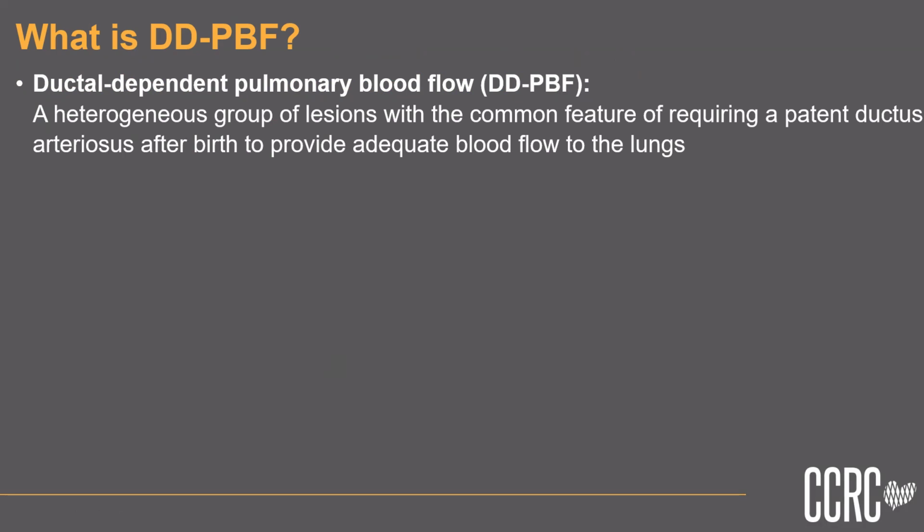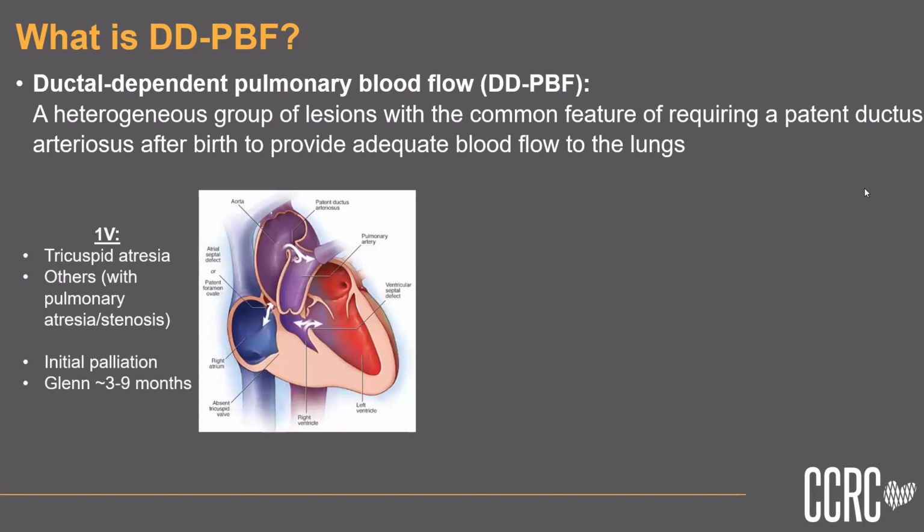Yeah. So this is the definition that the EC has provided for ductal dependent pulmonary blood flow. It's a heterogeneous group of lesions with a common feature of requiring a patent ductus arteriosus after birth to provide adequate blood flow to the lungs. So there are a couple different populations of ductal dependent pulmonary blood flow.